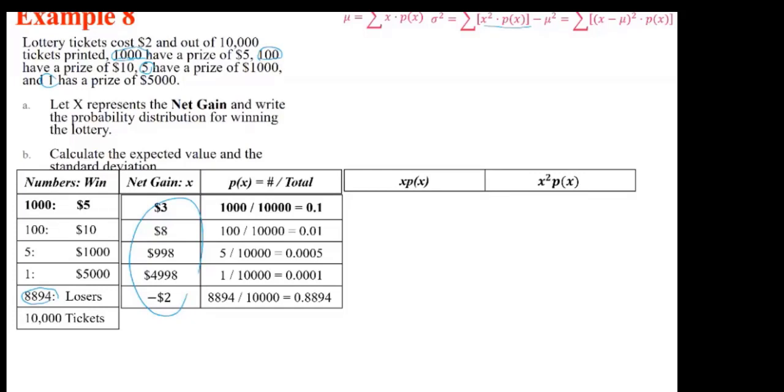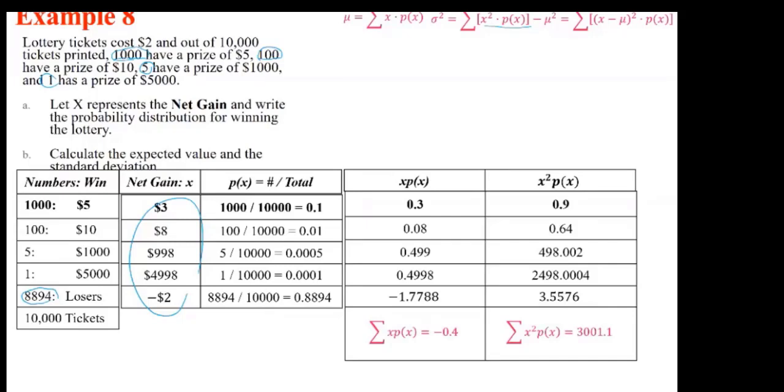Next one, 8 and 0.01. So x p of x means 8 times 0.01. X squared p of x, as an example, let me just write the second one for you. This one is 8 times 0.01, whereas here it's 8 squared times 0.01. With that being the case, we add up this column, we get the summation of x p of x, or mu, which is -0.4.